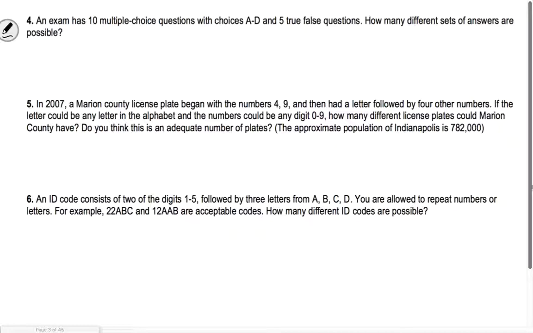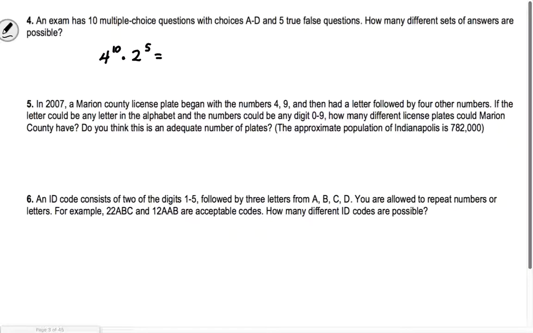All right, so an exam has 10 multiple choice questions with choices A through D and 5 true-false questions. So if I have choices A through D for the first 10, it means I'm going to have 4 times 4 times 4, 10 times. And then for the true-false questions, I'm going to have 2 to the 5, right? So I'm going to take my 4 to the 10 times 2 to the 5.